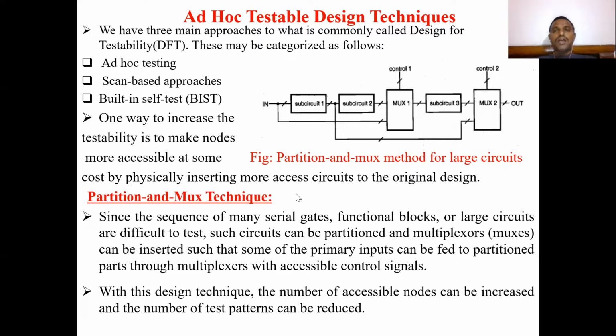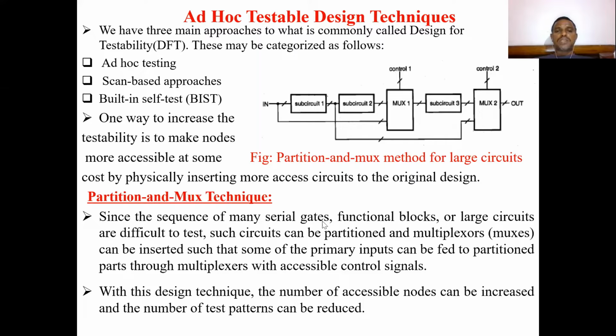If you have a very large number of gates in the circuit under test or the device under test, then we will partition that circuit into sub-circuits, and in between them we will place multiplexers and apply the test vectors, so that there is more accessibility for applying the test vectors. That is the first one, the partition and mux technique.